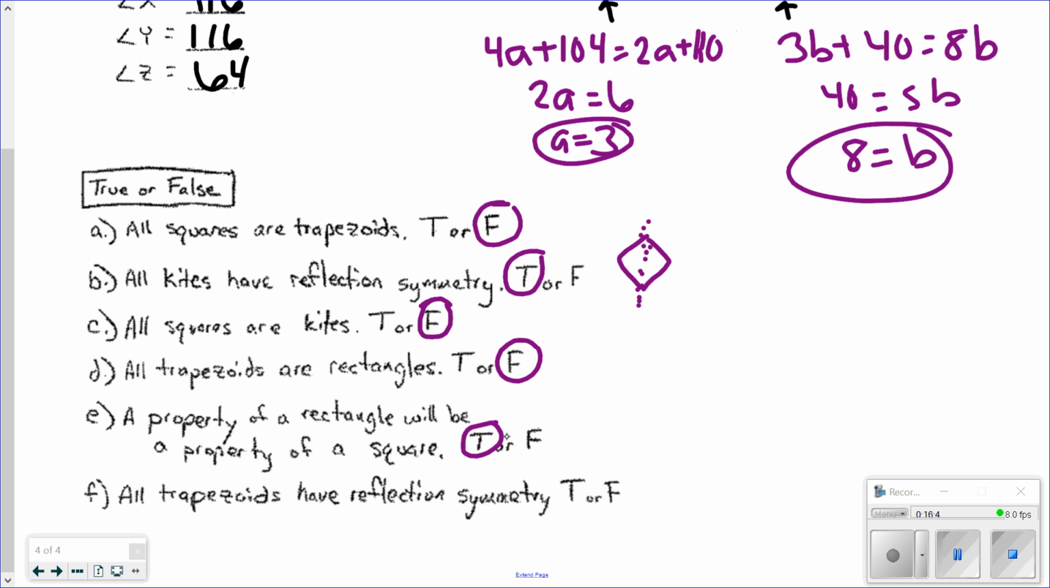And F, all trapezoids have reflection symmetry. That is false. The only time that happens is if we have an isosceles trapezoid.